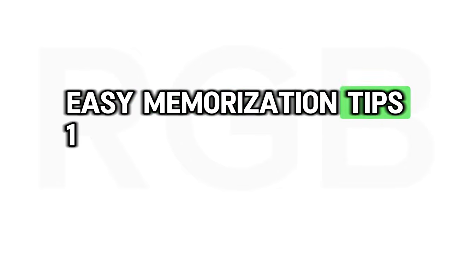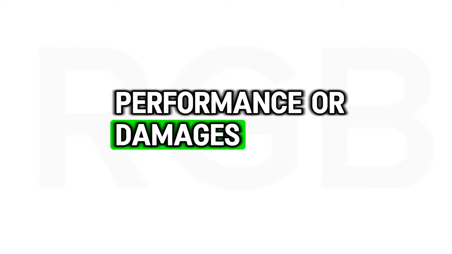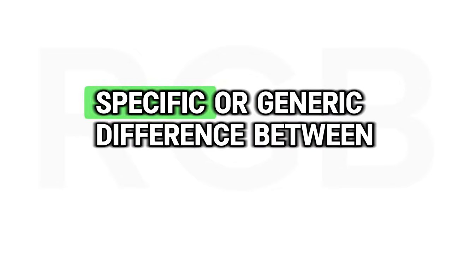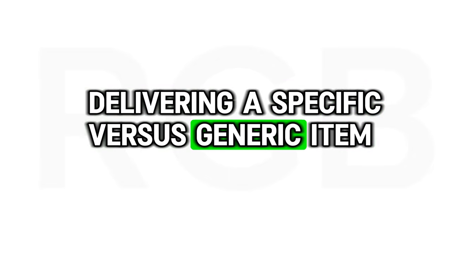Easy memorization tips. 1. 1161, Creditors' Rights. Creditors can go after the debtor's assets. 2. 1162, Performance or Damages. Creditors can choose exact fulfillment or damages. 3. 1163, Specific or Generic. Difference between delivering a specific versus generic item.